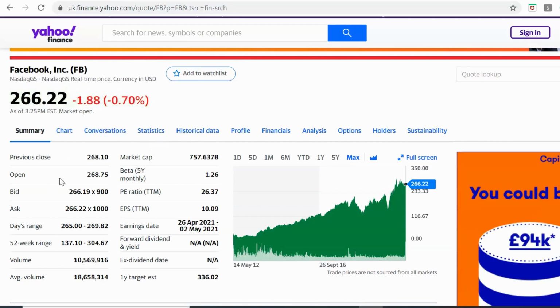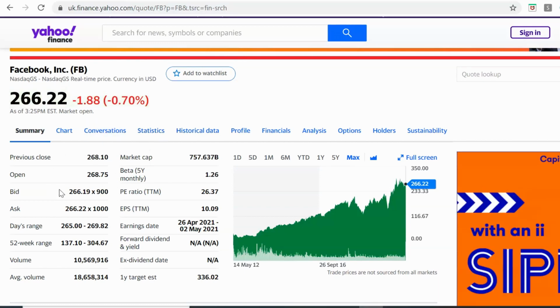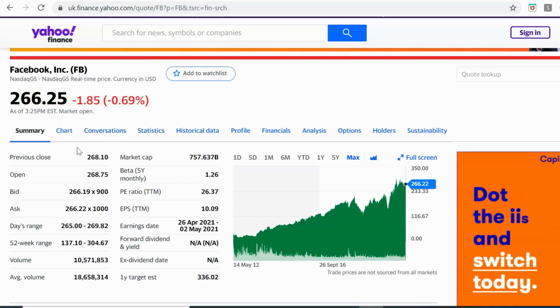Now, on the left here, these aren't such useful figures to look at. It's not really going to make a big difference to your investment, but just to run down quickly the most important bits: previous close is what the share price was the day before, and open is what it opened at today. Obviously there are investors wanting to buy and sell overnight when the stock market isn't open, so when it opens, that's a reflection of what happened overnight.